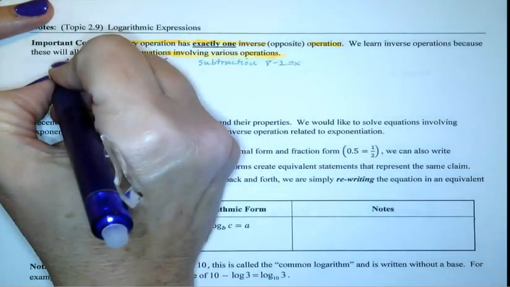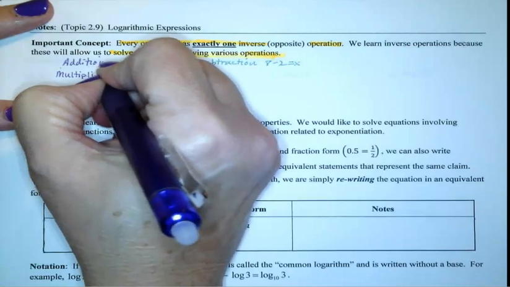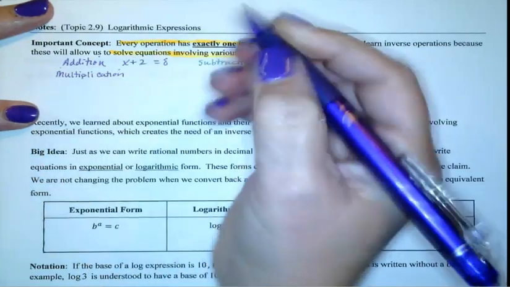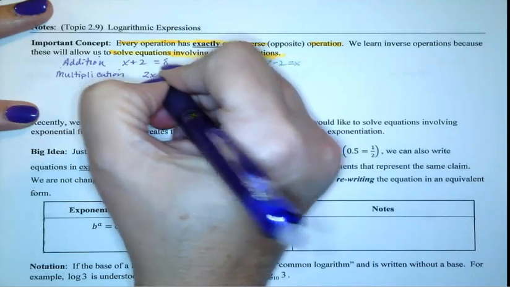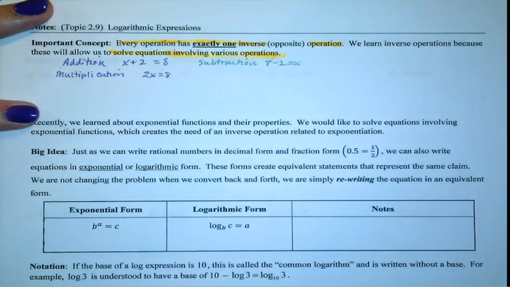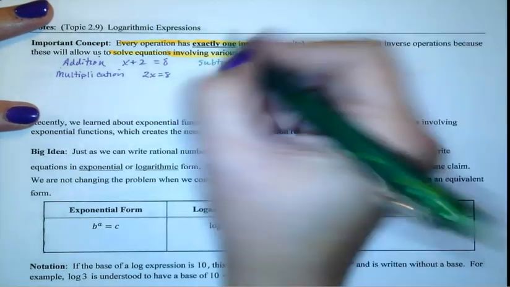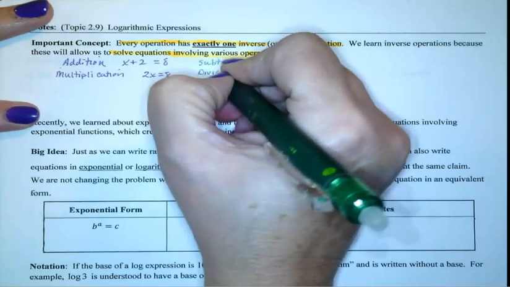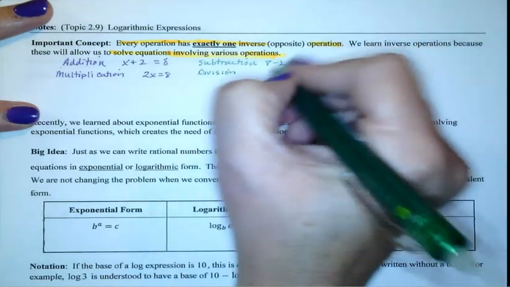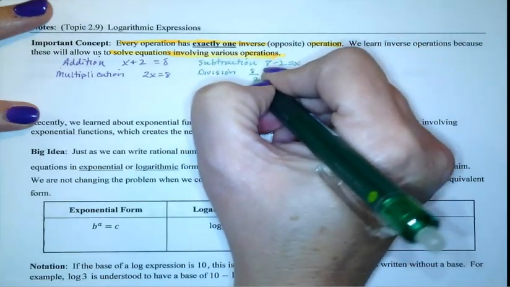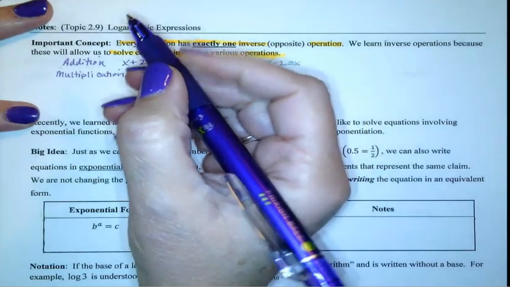What if we were looking at multiplication? Then that situation might look like 2x equals 8. If we want to know about the inverse operation, the operation that would undo that, that would be division. And so that might look something like 8 divided by 2 equals x. And that would undo that process.